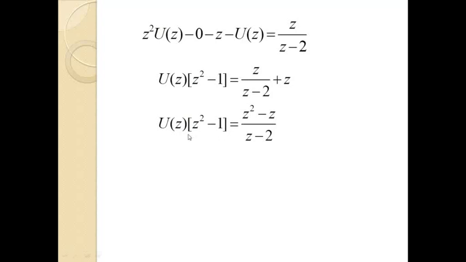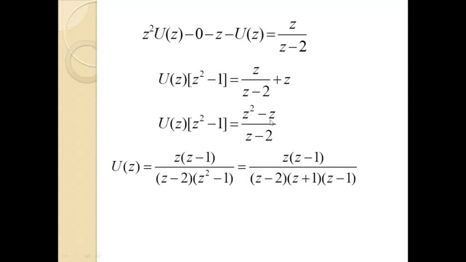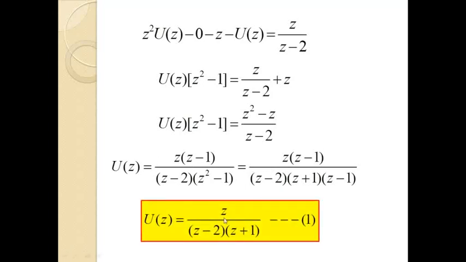So we need only capital U of z. So we can write U of z equal to, in the numerator z is common, you take outside z into z minus 1, by z minus 2 into z square minus 1. We know that z square minus 1 is nothing but a square minus b square. What is a square minus b square? We can write a plus b into a minus b. So z square minus 1 is nothing but z plus 1 into z minus 1. So z minus 1, z minus 1 terms will be cancelled. So we can write U of z equal to z by z minus 2 into z plus 1. We consider this as equation 1.